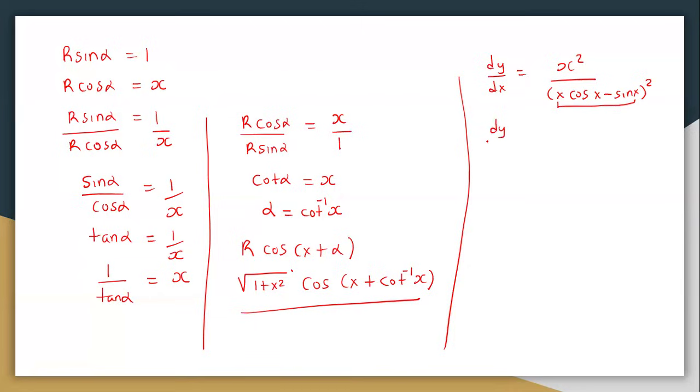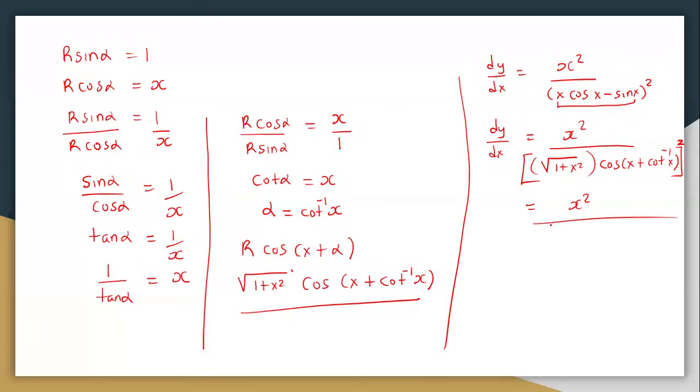So now I'll come and I say our dy dx will equal x squared divided by, now the whole of this squared. So we are going to have root of 1 plus x squared cos of x plus cot inverse of x. I want you to remember everything is squared. You square everything. So when I square everything, I'll get x squared out of, I square this, 1 plus x squared, everything squared.